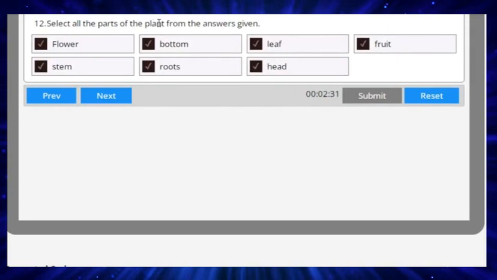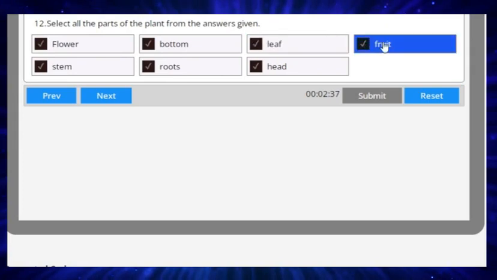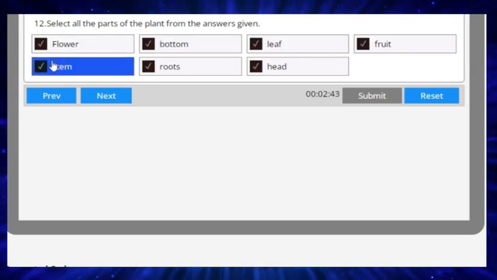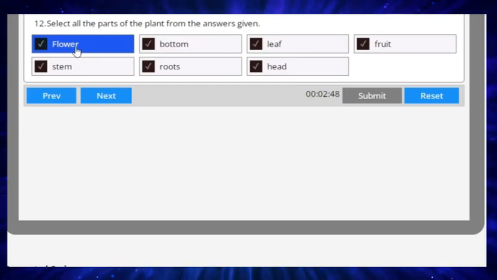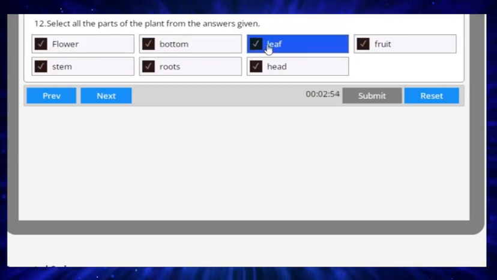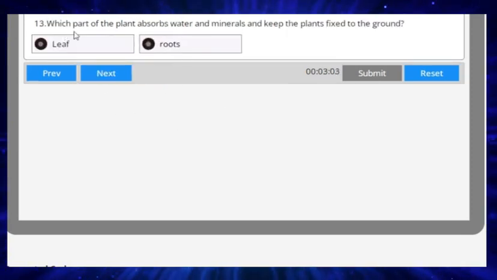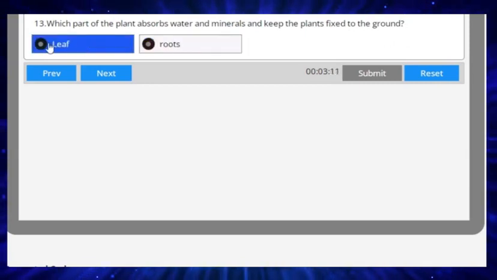Select all the parts of the plant from the answers given. You have flower, bottom, leaf, fruit, stem, root, head. Select all the parts of the plant you learned during the science lesson. Are we clear? If you think it is this, select it. If you think it is all, select it. When you finish, you click on next. Each part of the plant absorbs water and minerals and keeps the plant fixed to the ground. Which part? Is it the leaf or root?